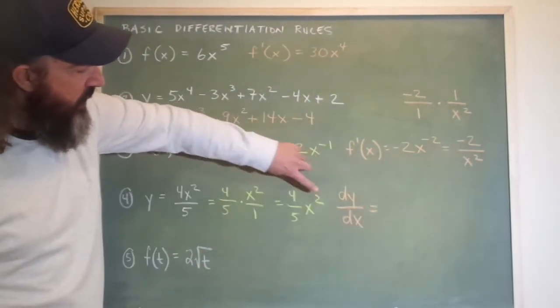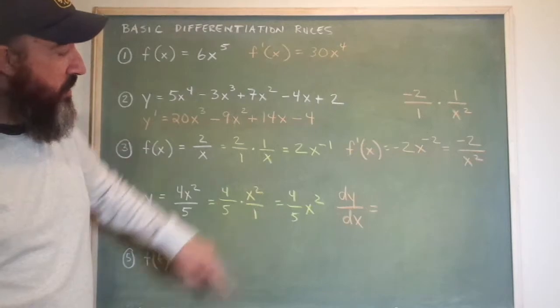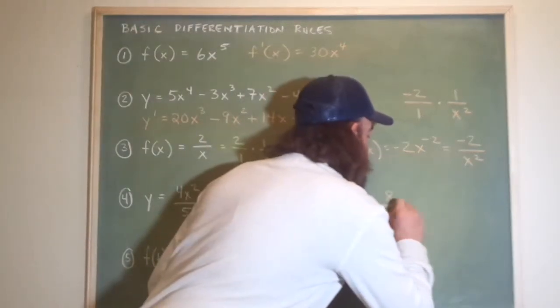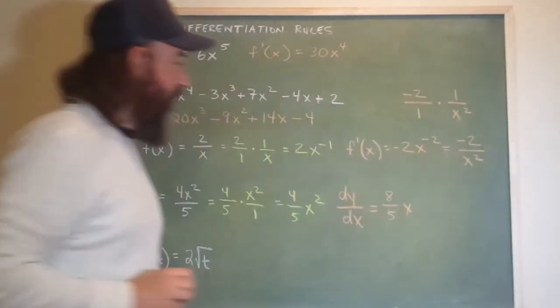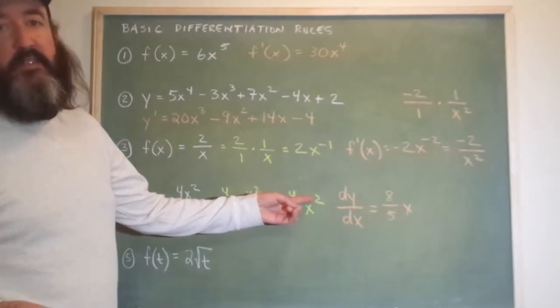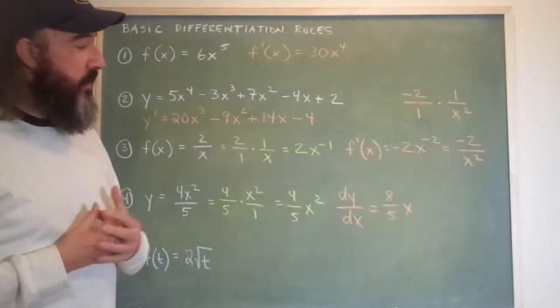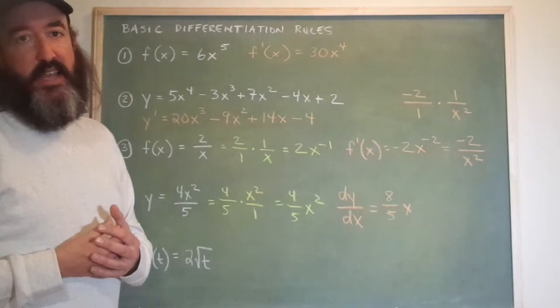Let me bring the 2 and move it into the front, and 2 times 4/5 is 8/5, and then I'll put the x, and then I'll just subtract 1 from the exponent. And if I subtract 1 from 2, I get 1, so the derivative is 8/5 x.